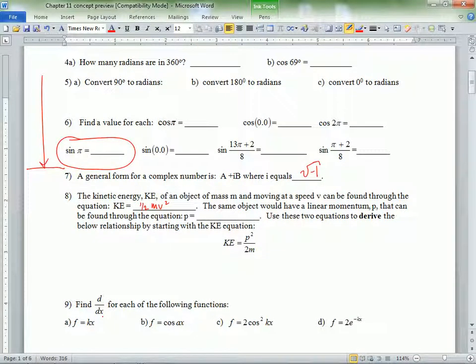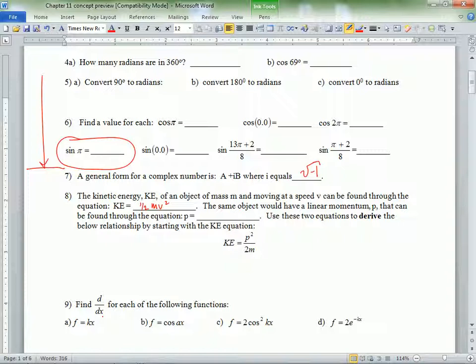Momentum, little p. For an object of mass m moving at speed v. The technical word is really linear momentum. How do you get linear momentum? What's the equation for it?